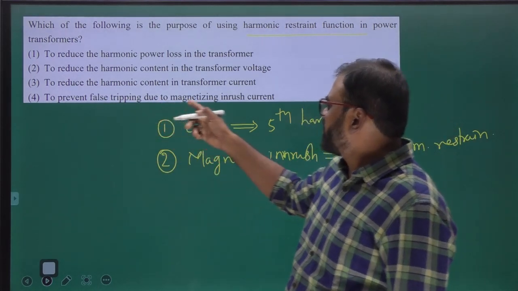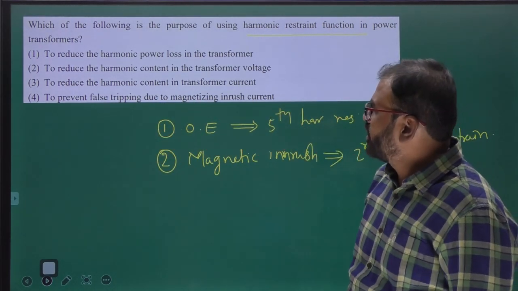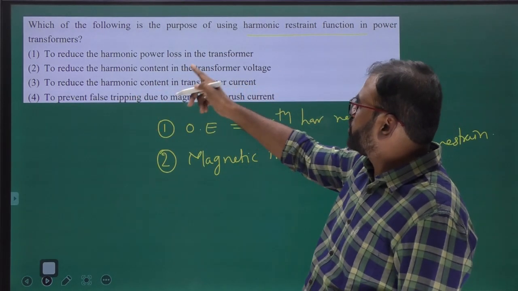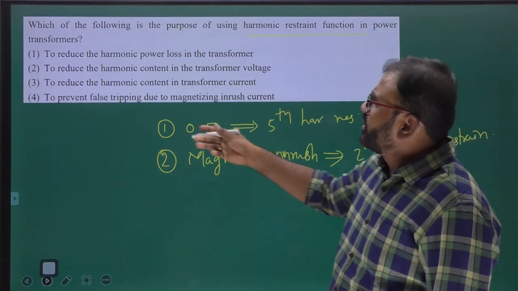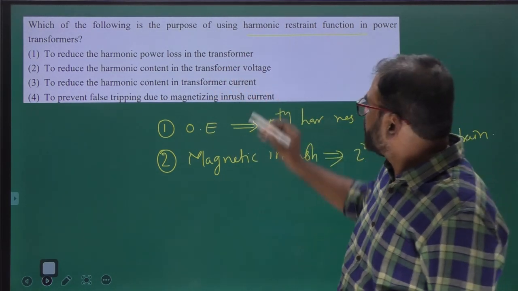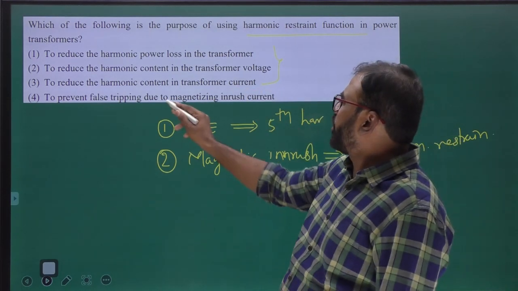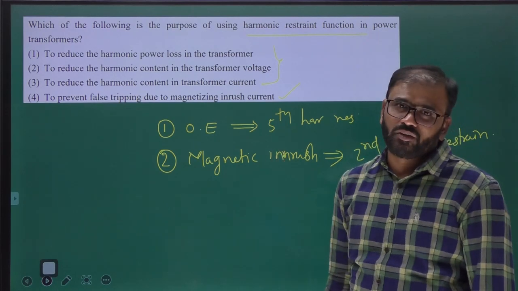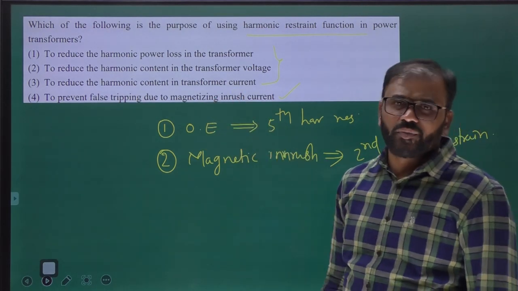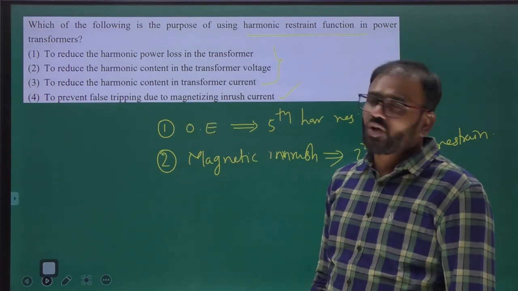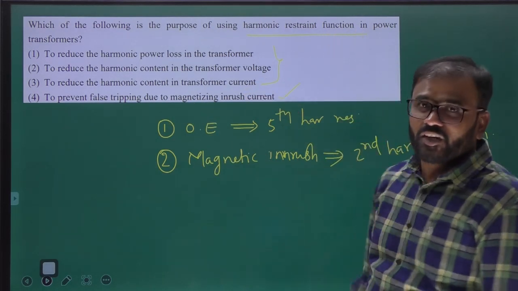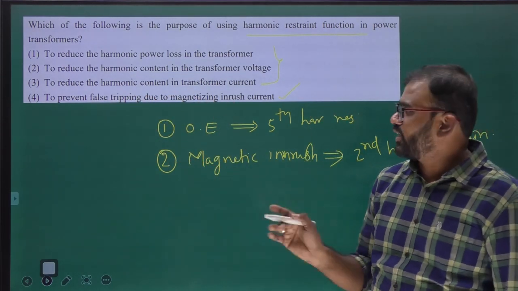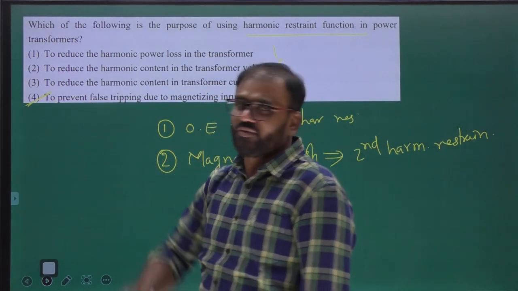To prevent the false tripping due to magnetic inrush currents, to reduce the harmonic current in the transformer, to reduce the harmonic current in the transformer voltage, to reduce the harmonic power loss in the transformer. Actually, see, this is what is related to protection. So these other things are not coming into options. So to prevent false tripping due to magnetic inrush, even overexcited operation. But only magnetic inrush current is mentioned here. So that is the best option. So the main purpose of the harmonic restraint function in a power transformer is to prevent false tripping due to magnetic inrush current. So option 4 is the correct answer for this question.